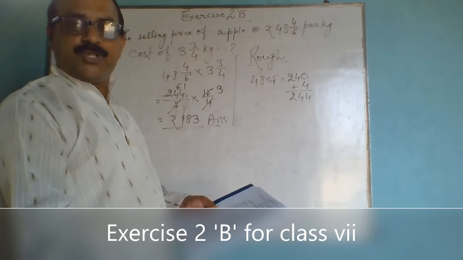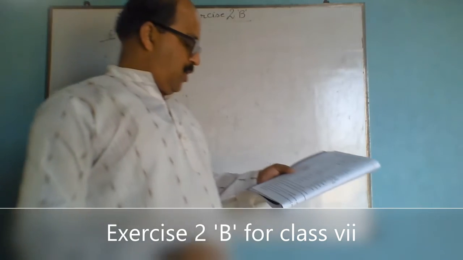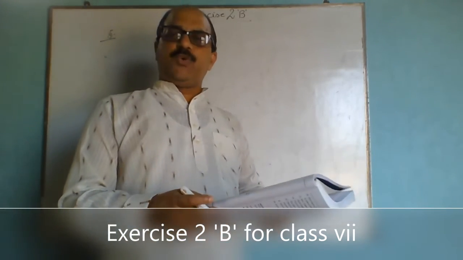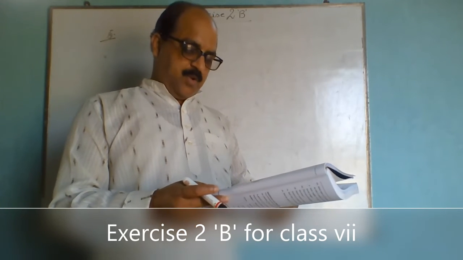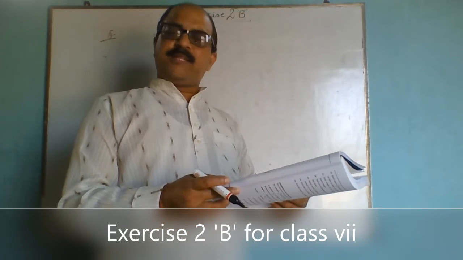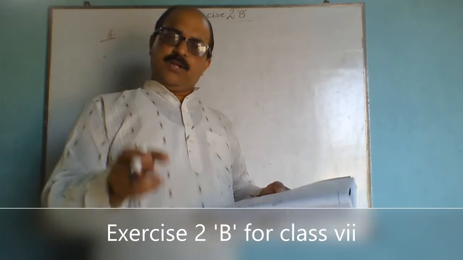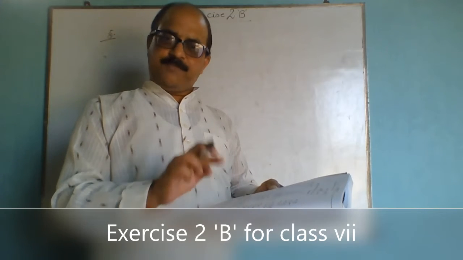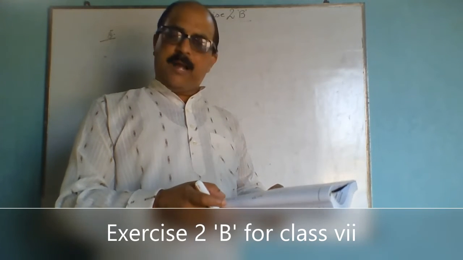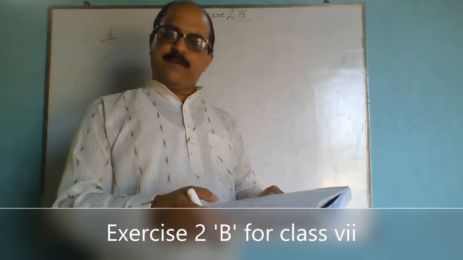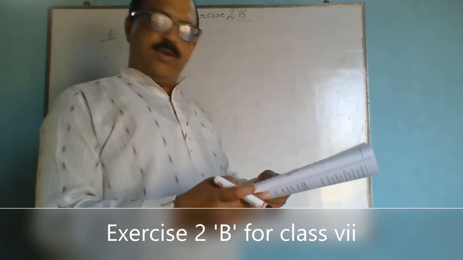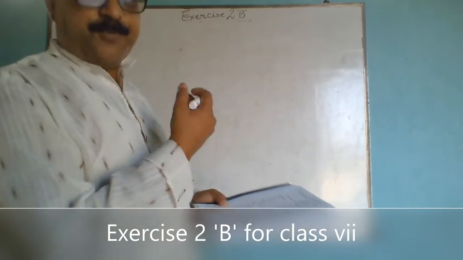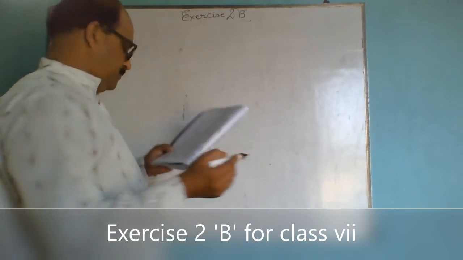Now next question. Cloth is being sold at rupees 42 whole 1 by 2 per meter. What is the cost of 5 whole 3 by 5 meter of this cloth? The same pattern: the unit value, the rate per meter, is given, and you have to multiply it by 5 whole 3 by 5, then you will get the answer. I will only write down the equation and you will solve it by the same process by which I solved the earlier question.